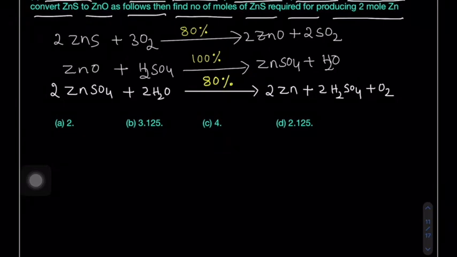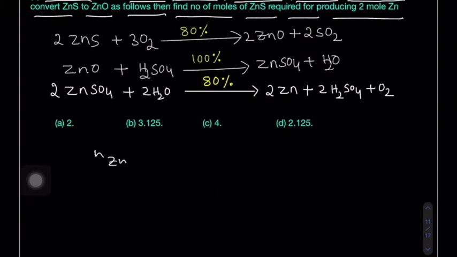Here the equations are given, 1, 2, 3 equations are given. In each equation the percentage yield is given. Okay, and here options are also mentioned. Now here what I am doing, first of all I am taking the number of moles of ZnS.